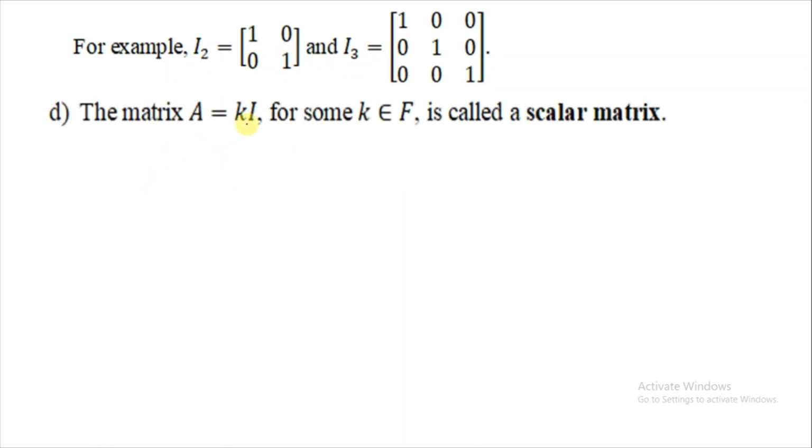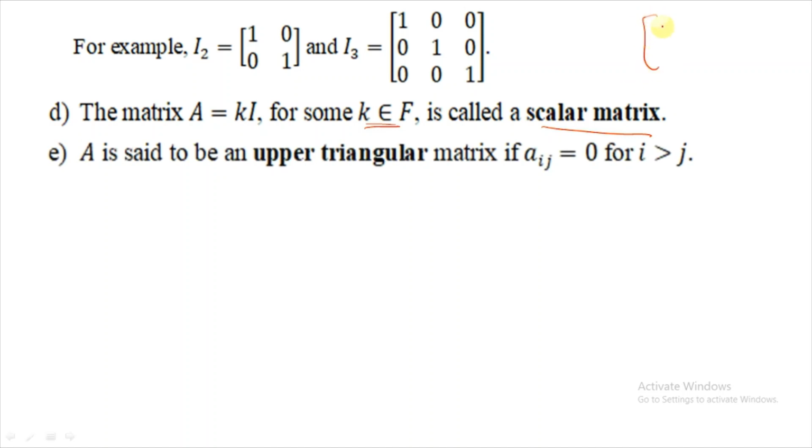The matrix A equal to kI, for some k belongs to F, is called a scalar matrix. That means, for example, 2 0 0, 0 2 0, 0 0 2. This is a scalar matrix. The same as 2I.